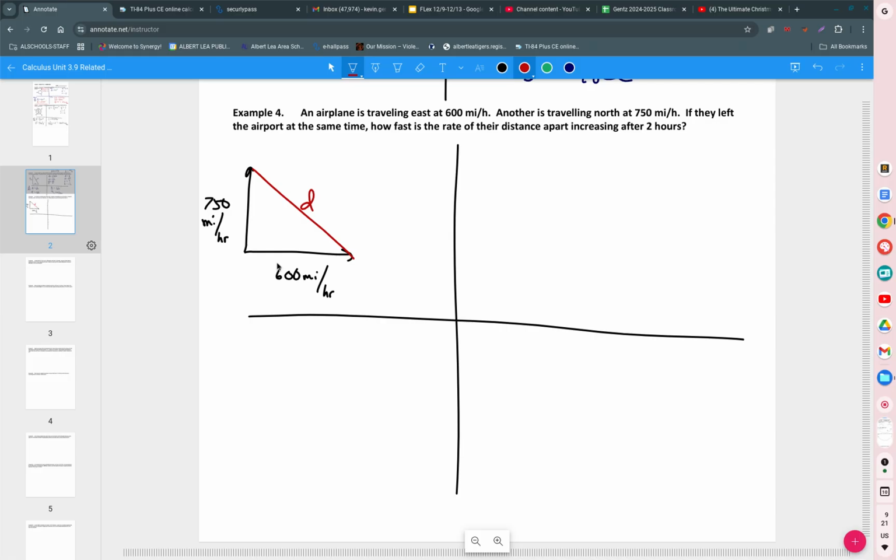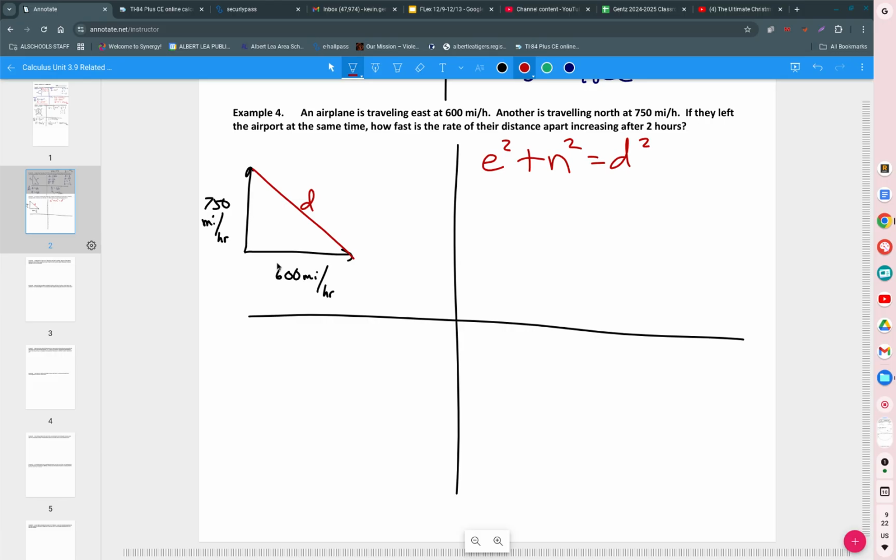Got the picture modeled? I need an equation. A squared plus B squared equals C squared. East squared plus north squared is equal to distance squared. Good with that?